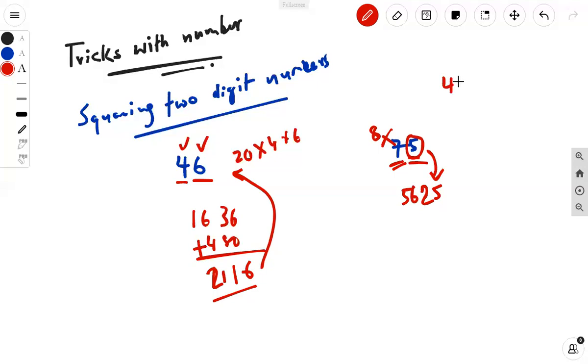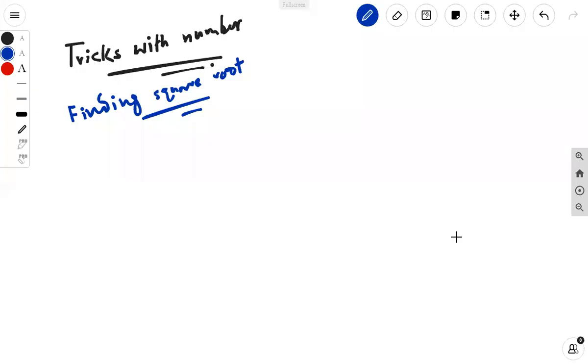In the same way, if you want to find the square of 45, it will make it 25. 4 fives are 20. This is 2025. See, such easy things are these, right? You can see finding square root is such a difficult procedure.